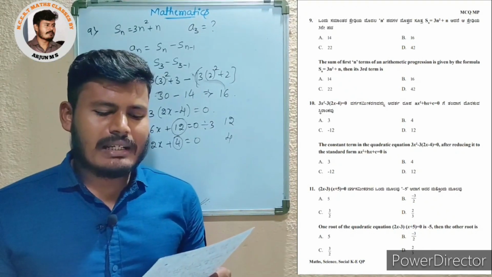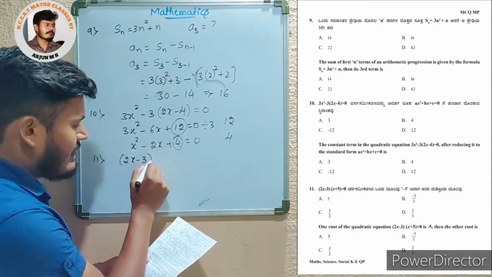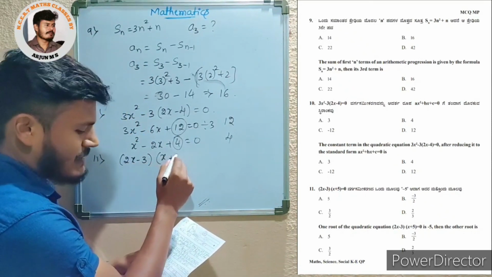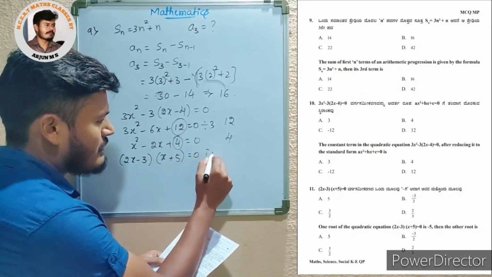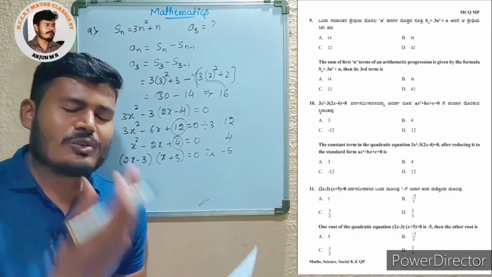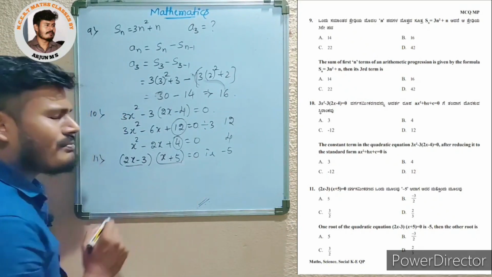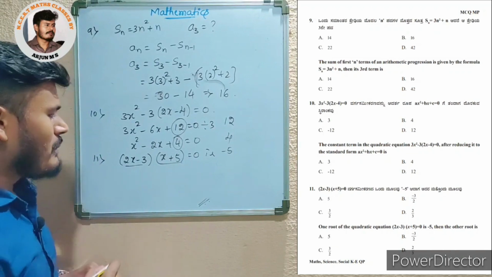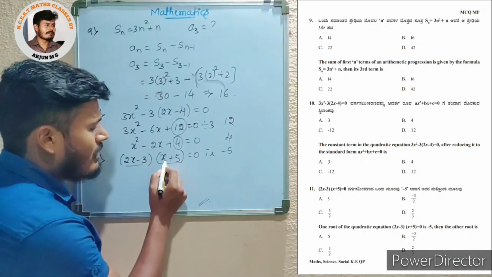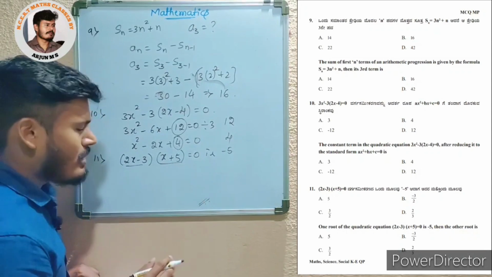One root of the quadratic equation (2x minus 3)(x plus 5) is equal to 0 is minus 5. They are given one root, and we have to find out the other one. We know that they are given the factors of the quadratic equation. By observing these two factors, x plus 5 is equal to 0 is nothing but x is equal to minus 5. That is the one root.